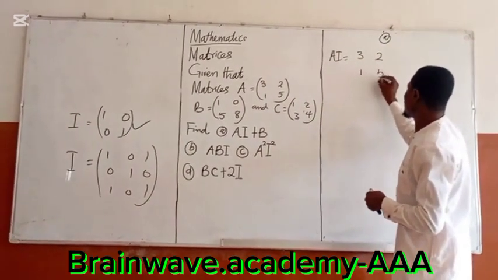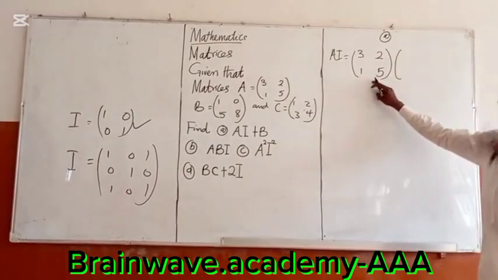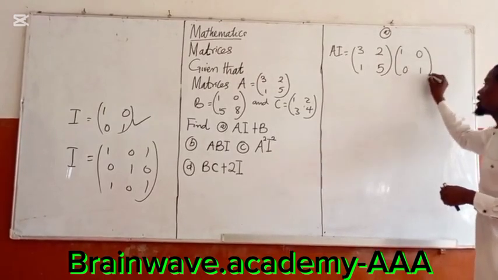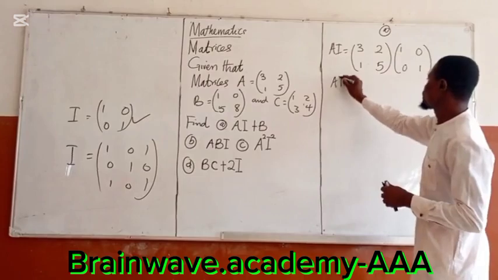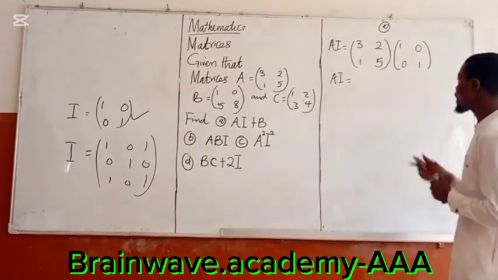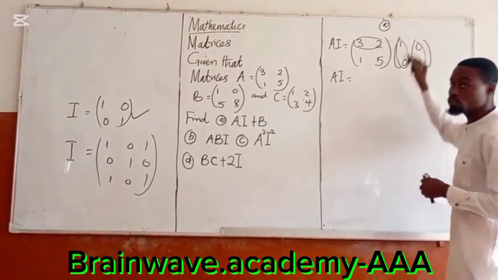2, 1, then 5. Then I, which matrices is this? It is a 2 by 2 matrix: 1, 0, 0, 1. Then I'll find the way to multiply the two. You have AI, like I've said in the previous video, how do we multiply? We multiply the rows by the first and the second column.